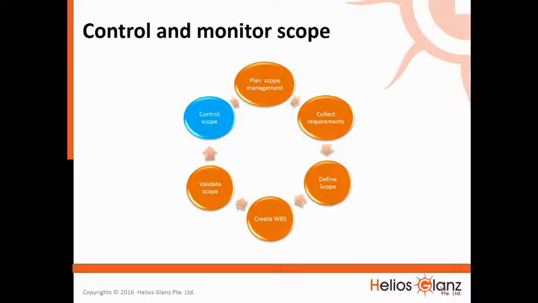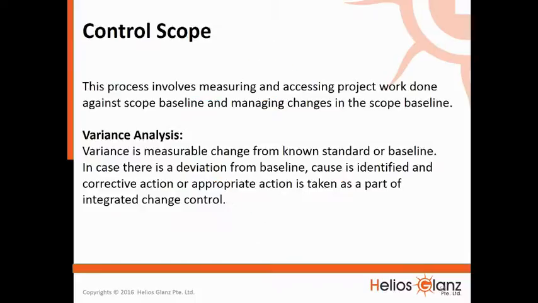The last process, control scope. This process involves measuring and assessing project work done against the scope baseline and managing changes in the scope baseline. Variance analysis. Variance is a measurable change from a known standard or baseline. In case there is a deviation from the baseline, the cause is identified and corrective action or appropriate action is taken as a part of integrated change control.